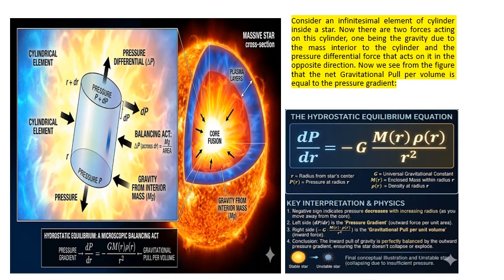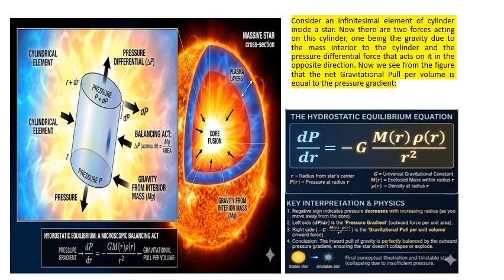So first we have to define the mass of the cylindrical element. How will we define the mass? We know that mass is the density times the volume of the cylindrical element. Considering the density to be a function of the radial distance from the center of the star, the mass of the cylindrical element would be the density, which is a function of the radial distance from the center, times the volume of this cylindrical element.